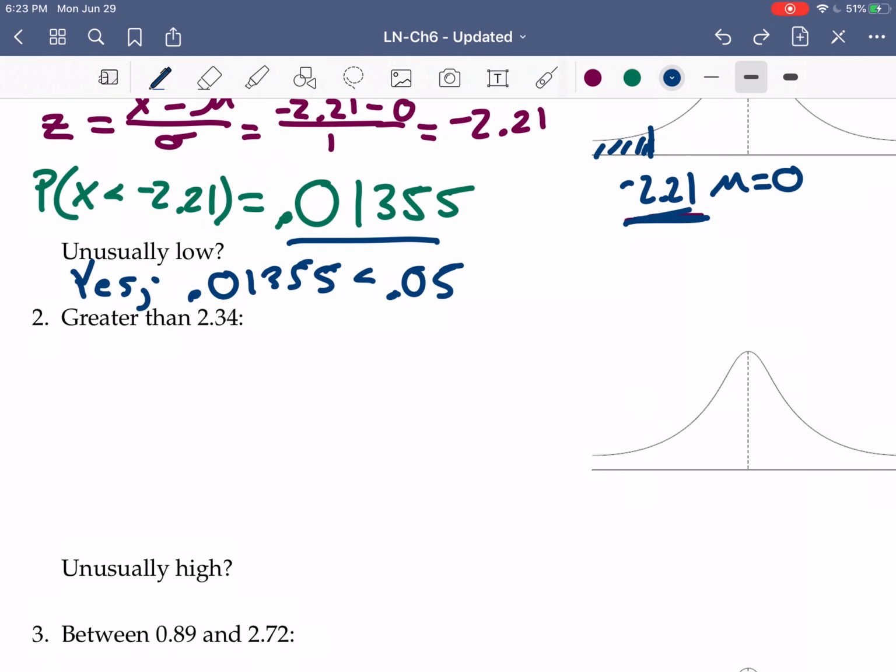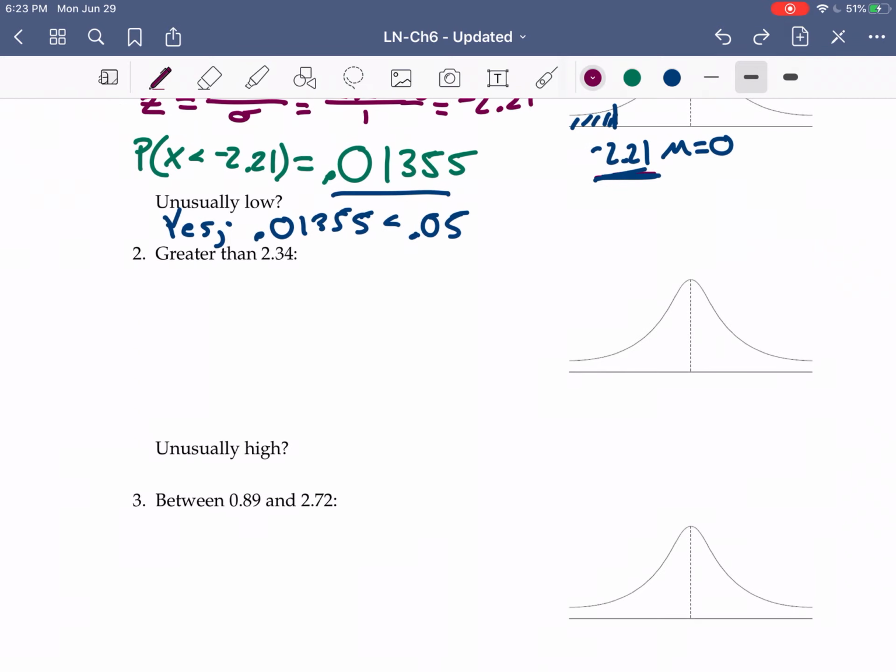So let's look at a second problem, second question. Here we want to find what's the probability our value is greater than positive 2.34. So our mean, still 0. Somewhere up here is 2.34. We want the area to the right of that.